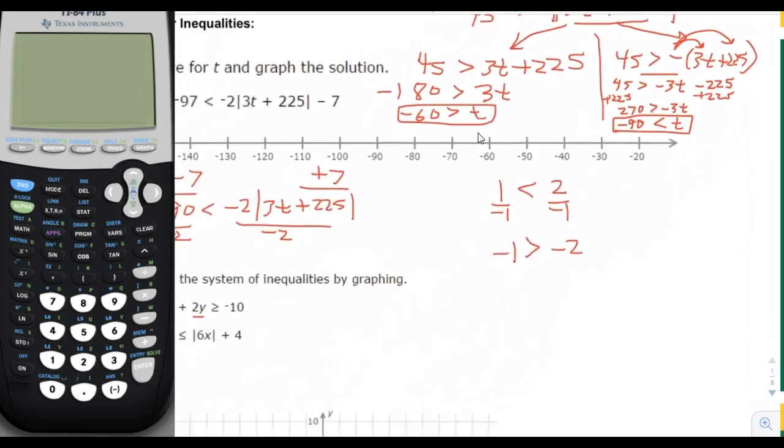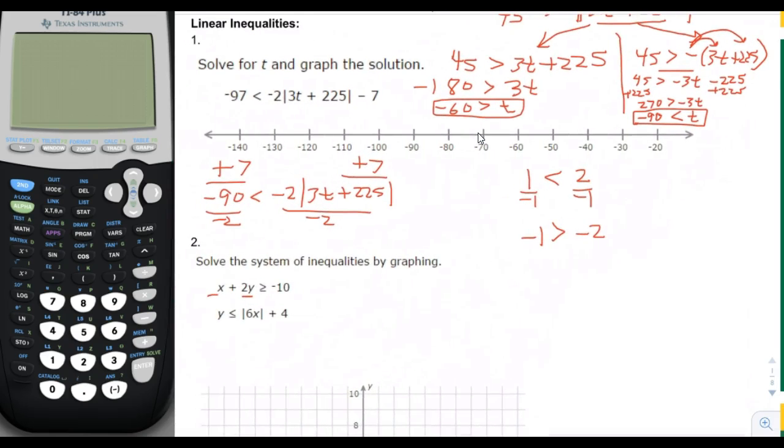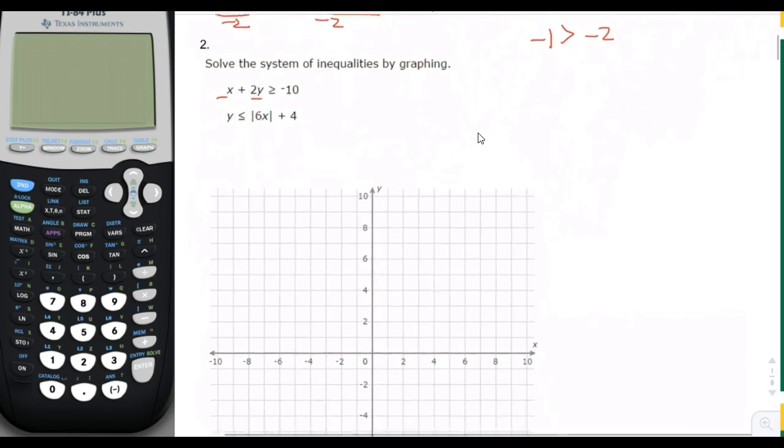Okay, so now I have these two statements, and I'm going to draw them out on the number line. So t is less than negative 60 means that I'm going to put an open circle around negative 60, and I'm going to shade to the left because t is less than negative 60. Then I have t is greater than negative 90. I would put an open circle on negative 90 because it's not t is greater than or equal to negative 90, so I put an open circle, and then I shade to the right. And you can see that these two areas kind of merge, and the region that is true for both happens to be between these two open circles. So that's my solution.